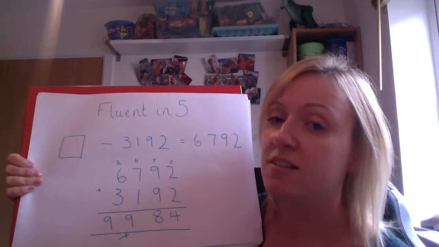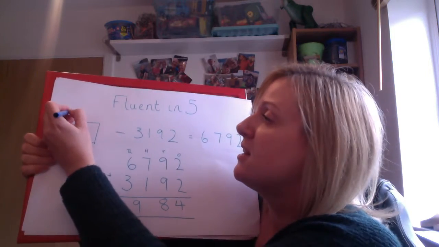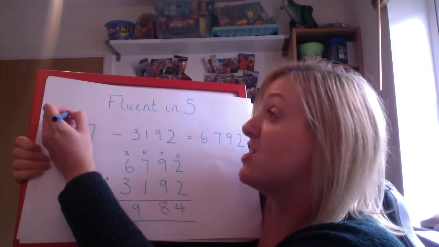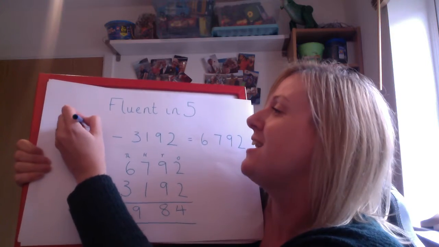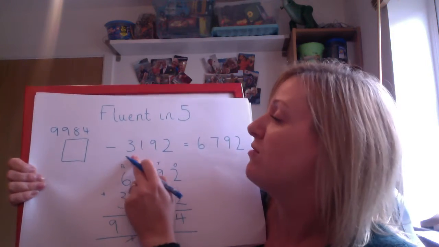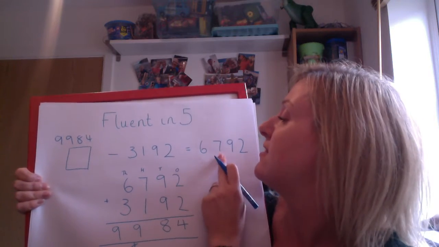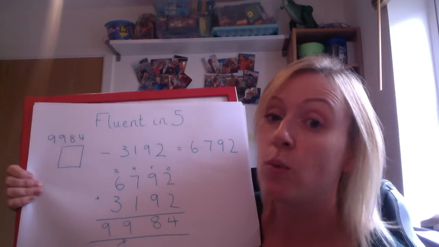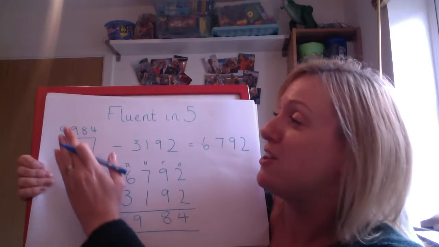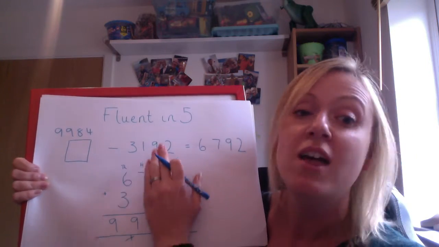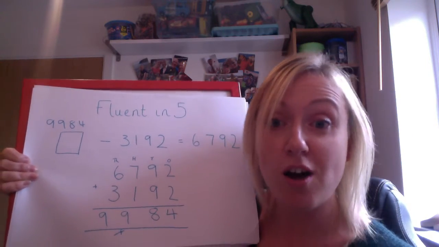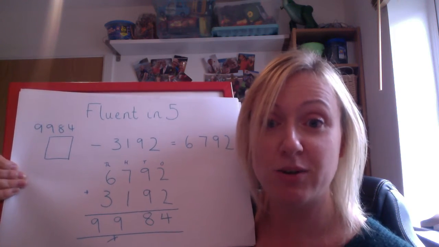So the answer to my question ought to read 9,984 take away 3,192 should leave me with 6,792. We could check that by doing the whole question again and doing this subtraction to make sure. That might be something you want to do after we've done the work and you want to come back to the question, pause it and have a go.